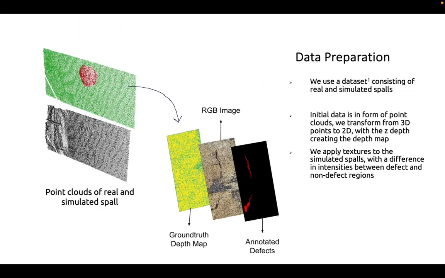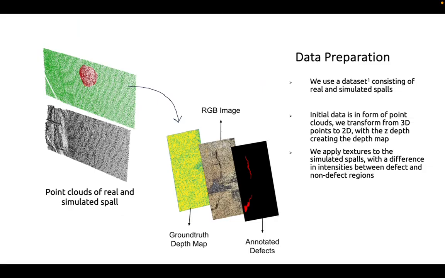The data we start off with is in the form of 3D point clouds. The real spalls are at the bottom and are shown in black. They do contain texture, however, it is hard to visualize. The simulated spalls do not contain any textures, but they are annotated in terms of which points are part of defect regions and which are not. We apply textures to the simulated point clouds with a difference in intensities between the defect and non-defect regions.